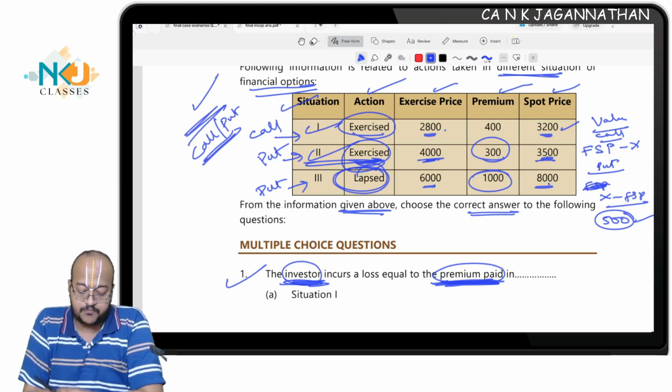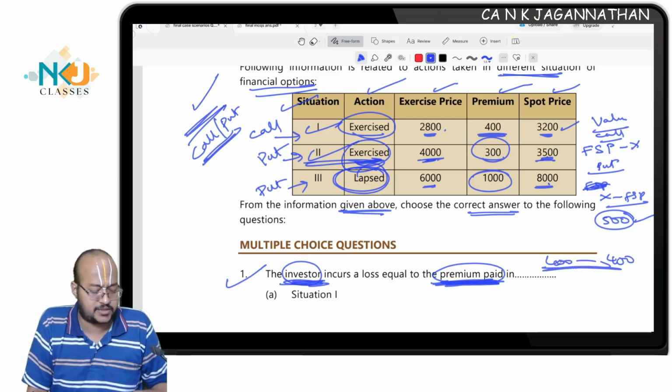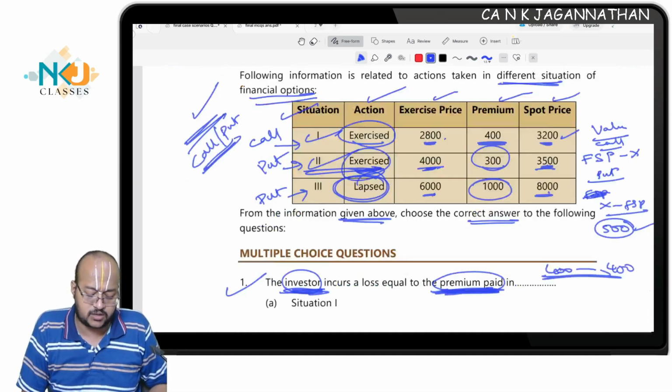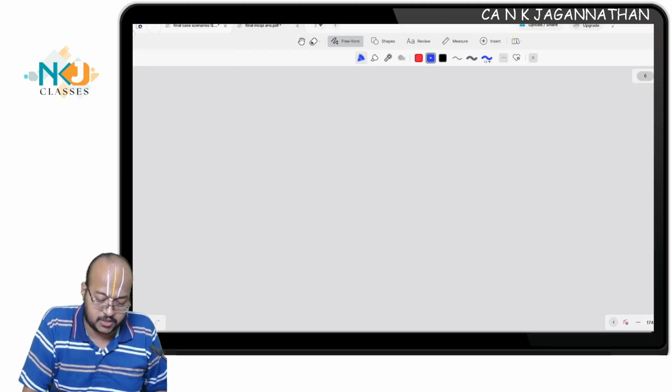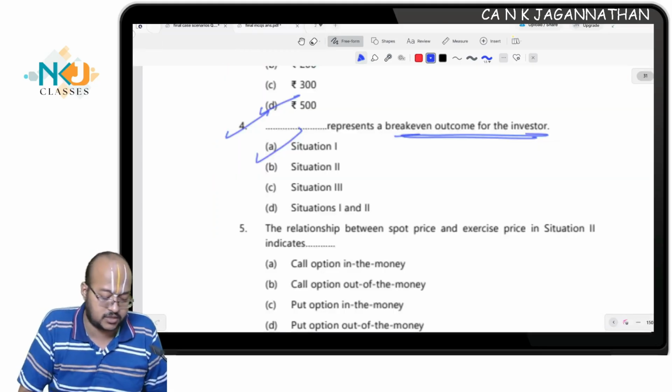Okay, we'll see. In situation 1, you will pay 400 premium for the call option, and the benefit, the right to exercise, is also 400. So 400, I believe this should be the solution. What is that? Situation number 1, option A. 4A should be the solution. Yes, situation 1, intrinsic value equals premium, result is 0.